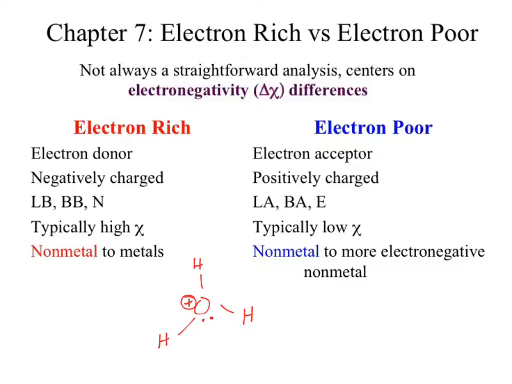Electron rich or electron poor? Oh, good answer, and I color coded the other direction. So yes, electron poor. Which atom is the electron poor atom? For those of you saying the oxygen, unfortunately you are wrong. It's the hydrogen. Why is it the hydrogen?